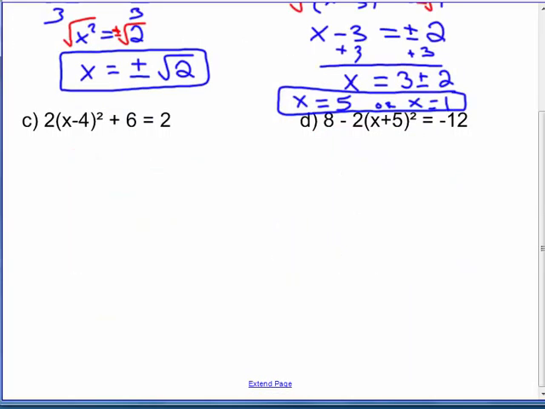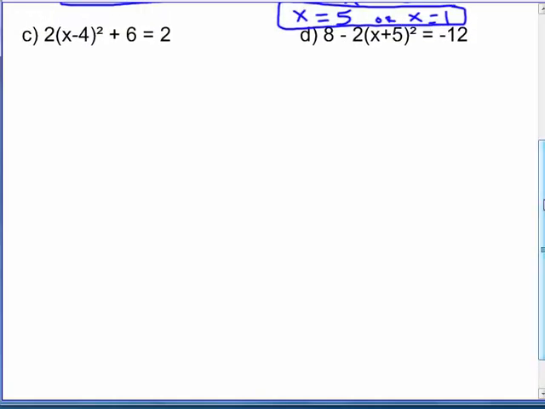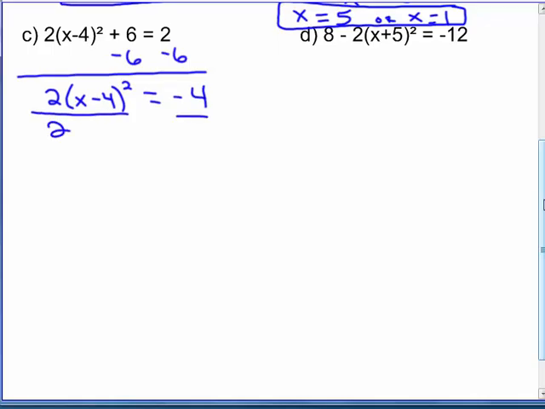And then in C and D here, we're going to get the squared part alone first. So I subtract 6 to each side. It's 2 times x minus 4 quantity squared equals negative 4. So I'm going to divide by 2. Again, I remember doing the opposite here to get rid of it. So I have x minus 4 quantity squared equals negative 2.